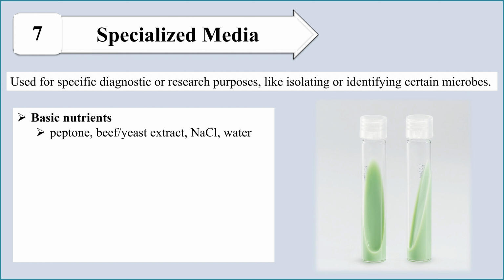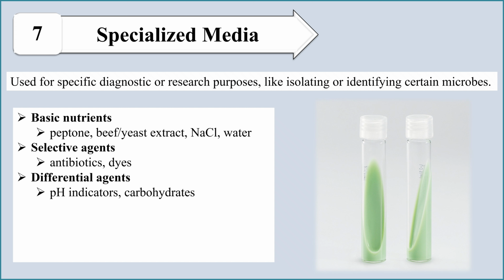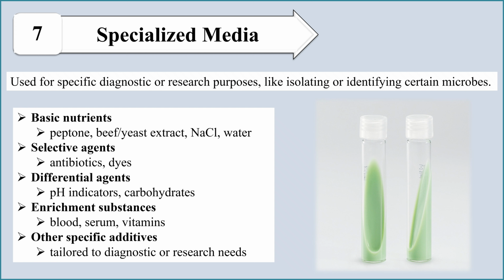These are basic nutrients: peptone, beef yeast extract, NaCl, and water. Selective agents: in some media they are antibiotics or dyes. Differential agents that are used are pH indicators or carbohydrates. Enrichment substances are blood, serum, or vitamins. Other specific additives are tailored to diagnostic or research needs. Sometimes for research or diagnostic purposes, if we are working on a novel bacteria or identification of novel microbes, then definitely according to their needs, the specific additives are added.